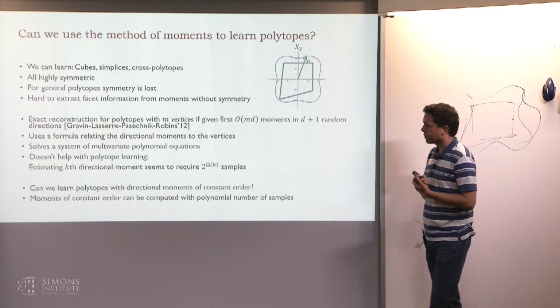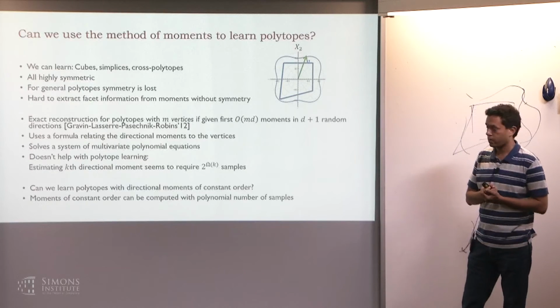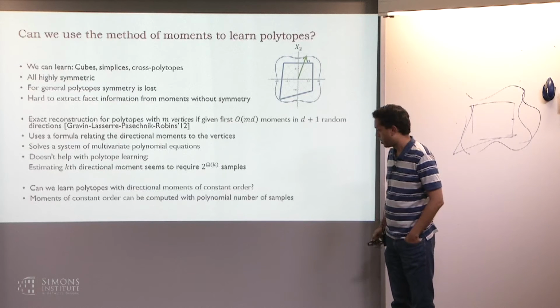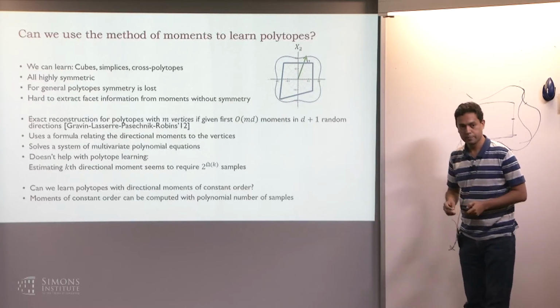So the question is whether we can learn polytopes with directional moments of constant order. We don't want to use moments of such a high order. And these moments can be computed in polynomial time from our samples.